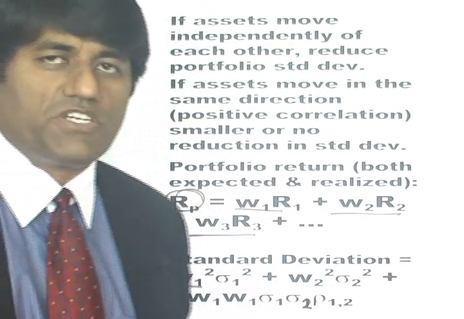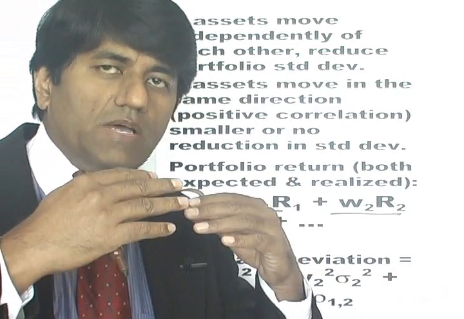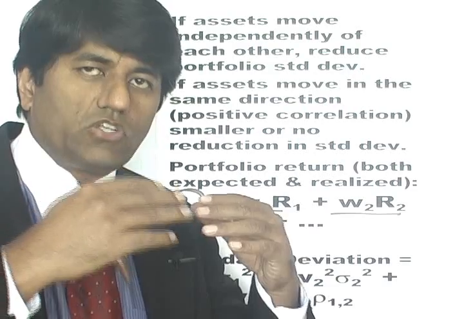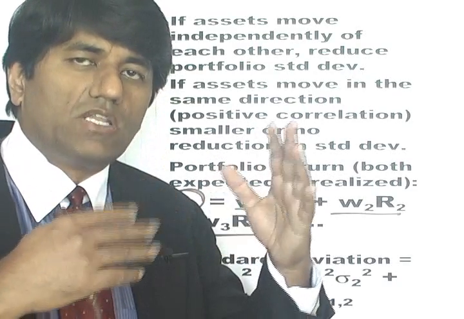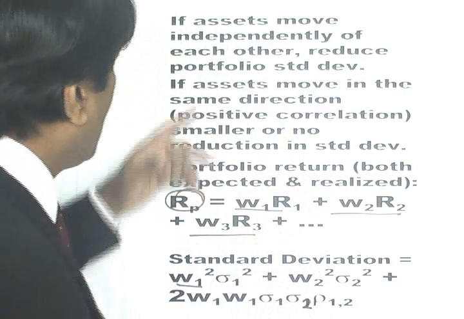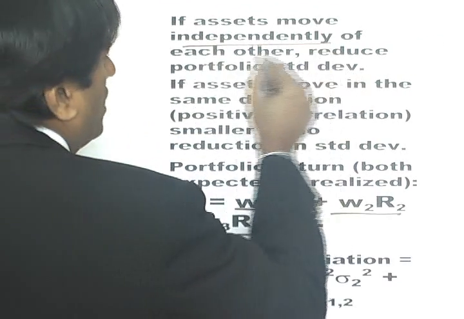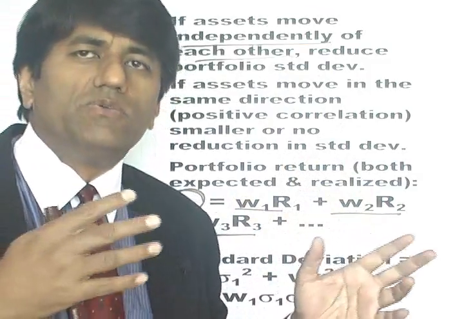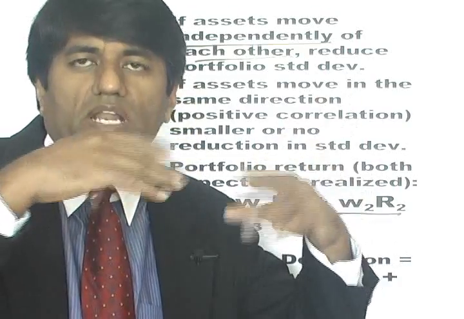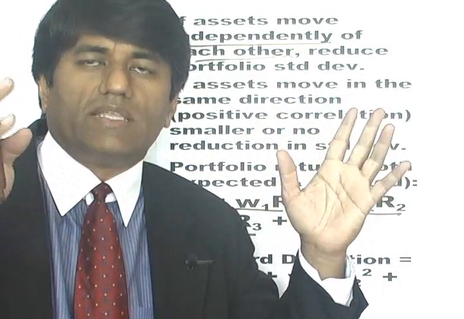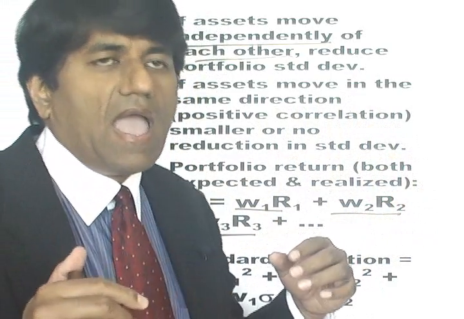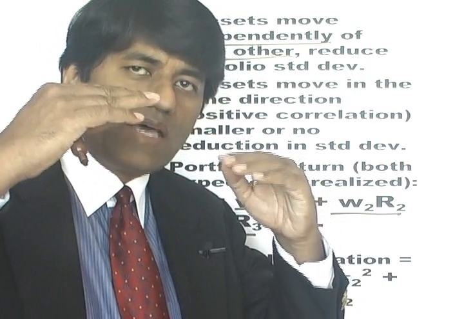Now what does the correlation coefficient actually do? It measures whether the stocks move together in the same direction or they move in opposite directions. Now if the assets move independently of each other, then the correlation coefficient is 0. So one is moving this way, the other is moving that way, there's no relationship between the two, and then you say the correlation coefficient is 0. And if, however, when one moves up, the other also has a tendency to move up, and when it moves down, the other has a tendency to move down, then you say the correlation coefficient is positive.